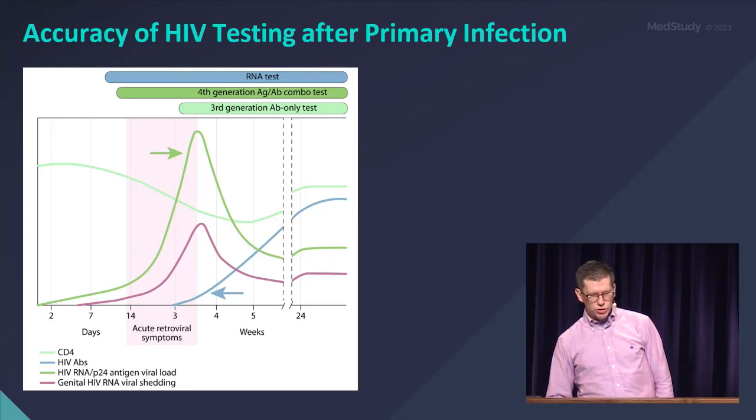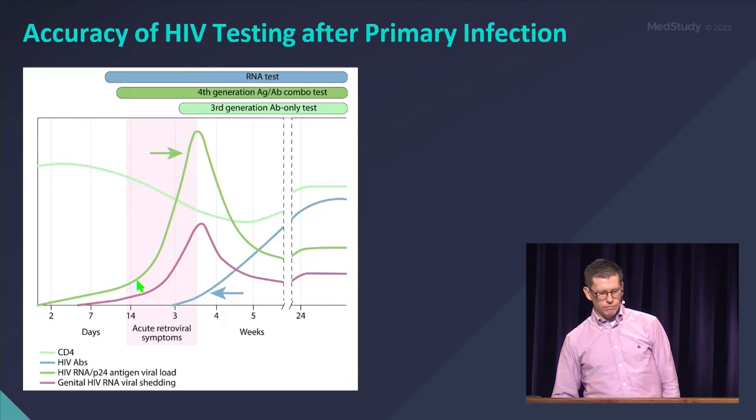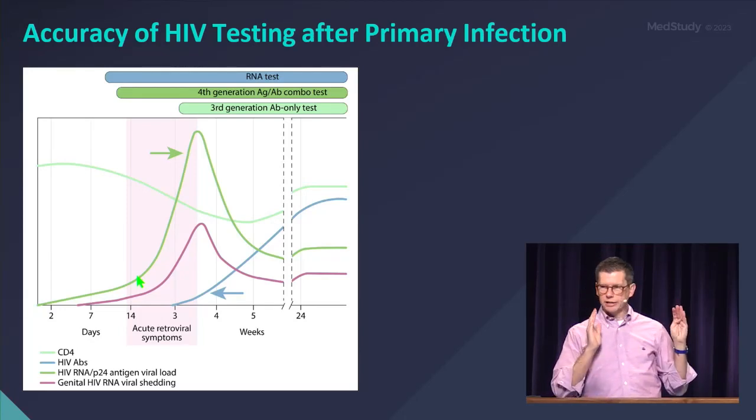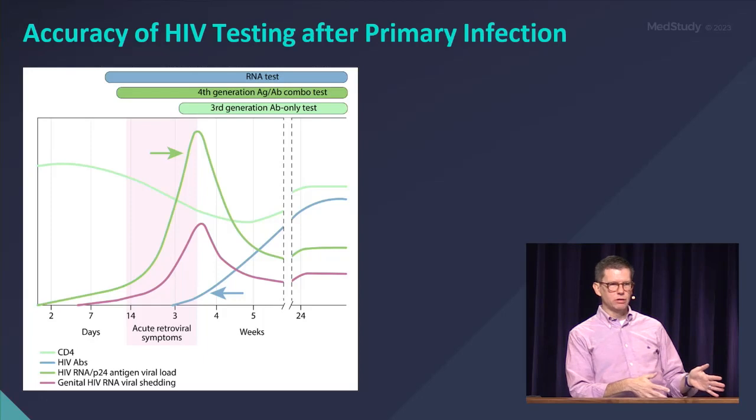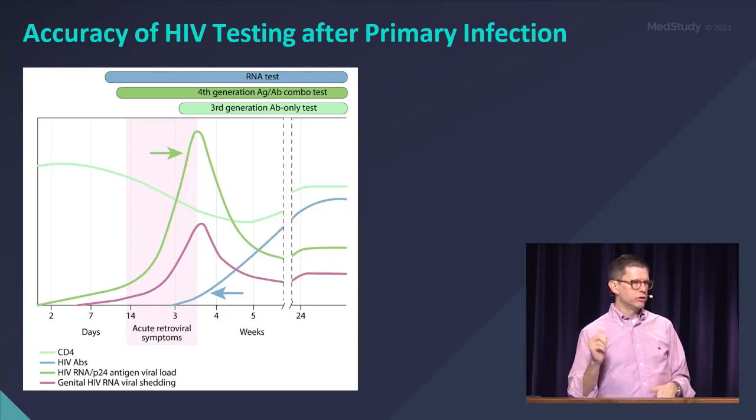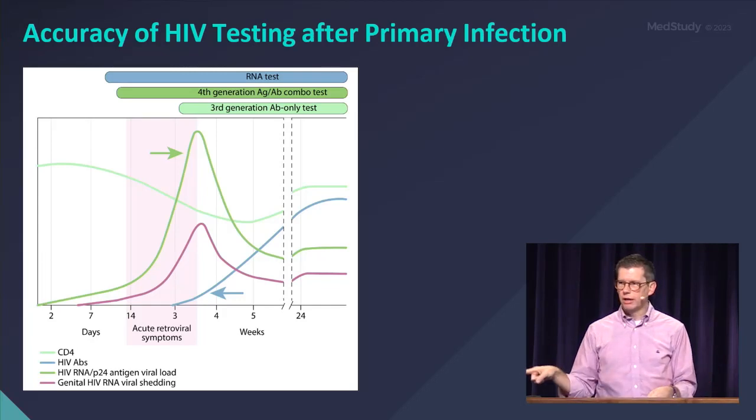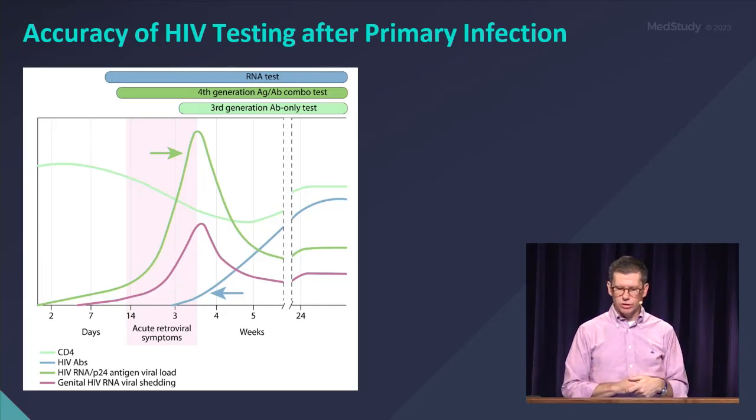The 4th generation testing, the dark green bar, is going to show up after about 10 to 14 days of infection, which is slightly later than when RNA testing is going to show up. So your PCR is going to be positive first because you're looking for genetic material, and then the antigen antibody test reveals your immune response to the infection, which might take a little longer to show up.